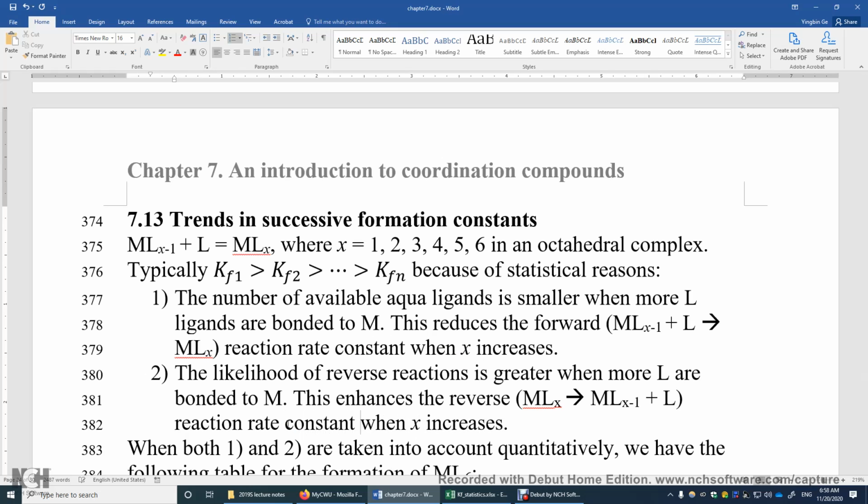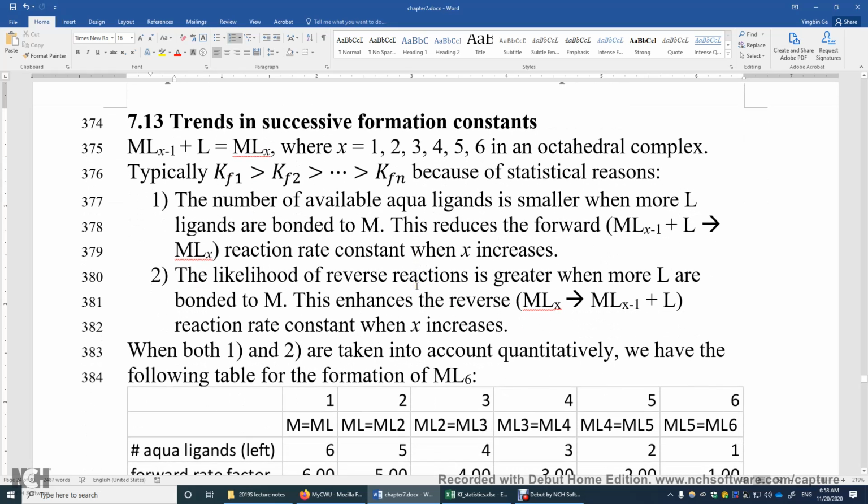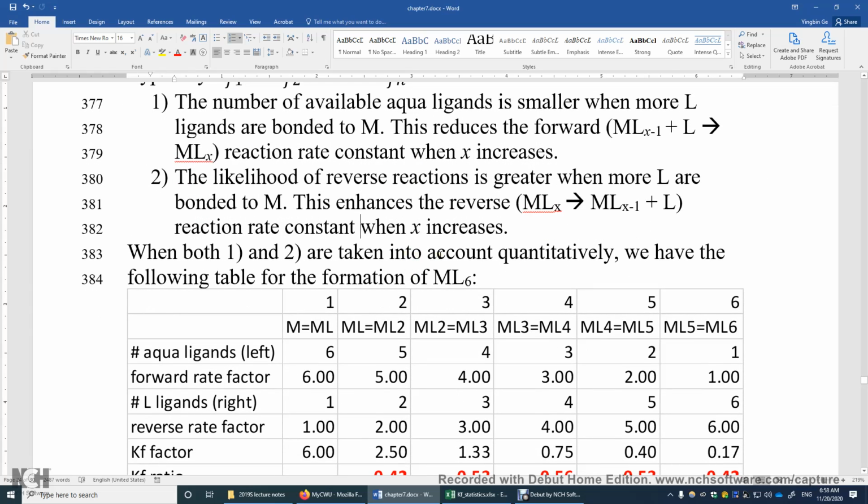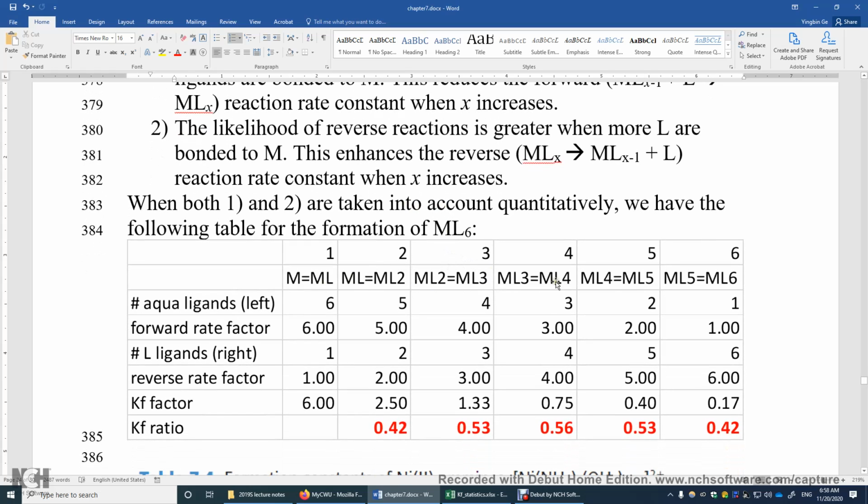Now let's do a more quantitative analysis. So let's look at just an octahedral complex. There are 6 formation reactions: from M to ML, from ML to ML2, from ML2 to ML3, ML3 to ML4, 4 to 5, 5 to 6. And then if we just look at the number of aqua ligands on the left-hand side, because that determines the forward reaction rate.